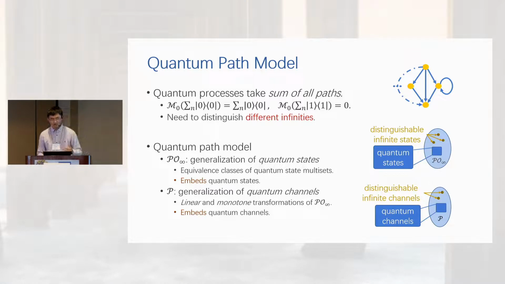Our quantum path model is basically a generalization of quantum states and quantum channels. Basically, we generalize quantum states to equivalence classes of quantum state multisets, and generalize quantum channels to linear and monotone transformations of these infinity states. Interestingly, the quantum path model subsumes the quantum states and quantum channels, meaning that if we have derived equations in the quantum path model, we directly get equations for quantum states and quantum channels.